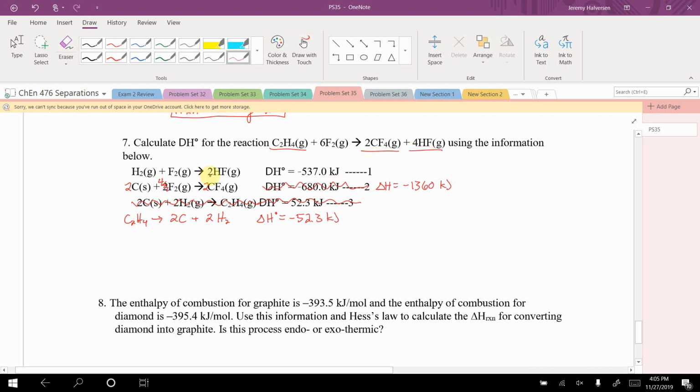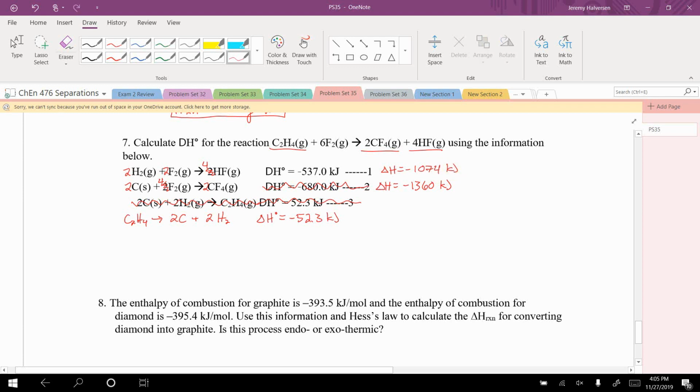I need 4 HFs. I only have 2 HFs. So I need to do something similar here. Multiply this by 2, and this is now 4. And this delta H becomes negative 1074.